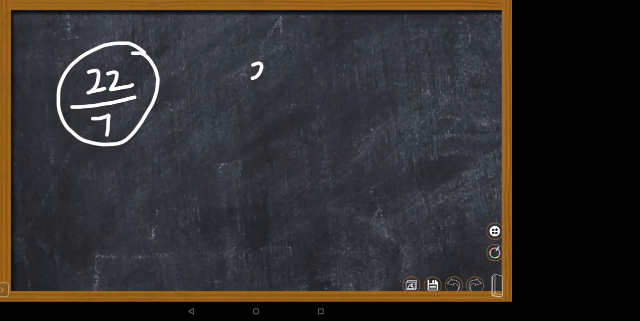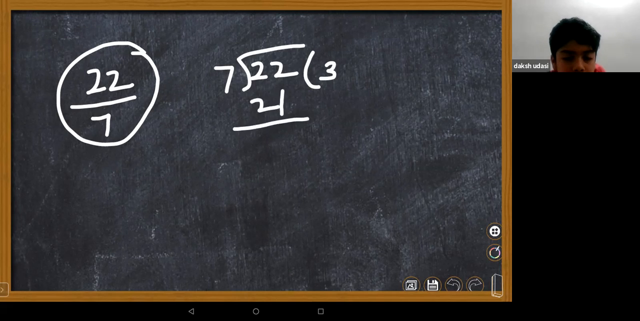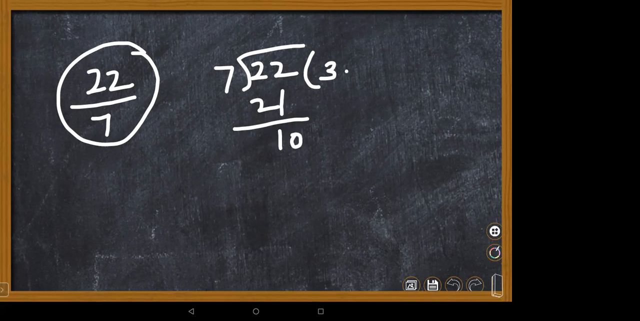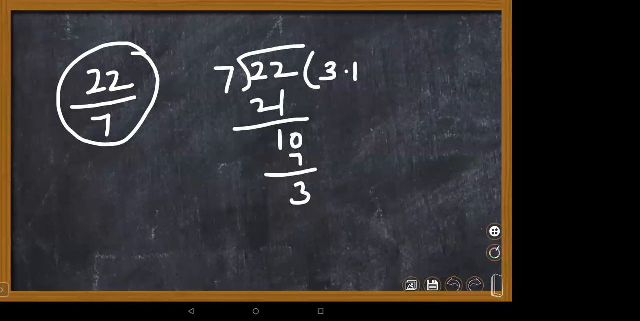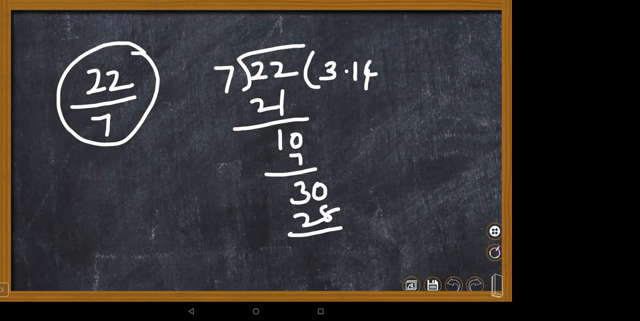7 how many times? 7 threes are 21. So 1 is the remainder. Make a decimal point and take 0. 7 ones are 7. What is left over here, children? 3. Ma'am. From 3. So the decimal point is already there, you need to keep 0. 7 fours are 28. 2 is left over. Like that, if you continue, how many places will you get?